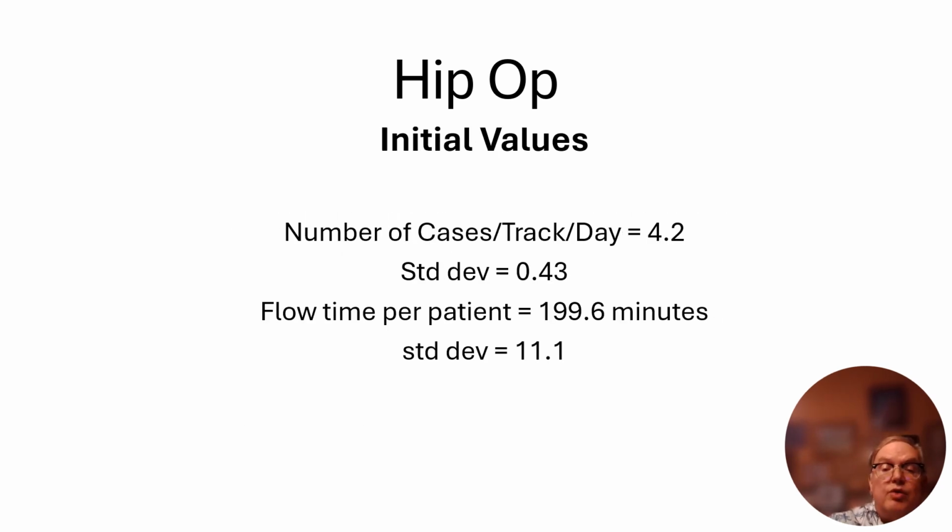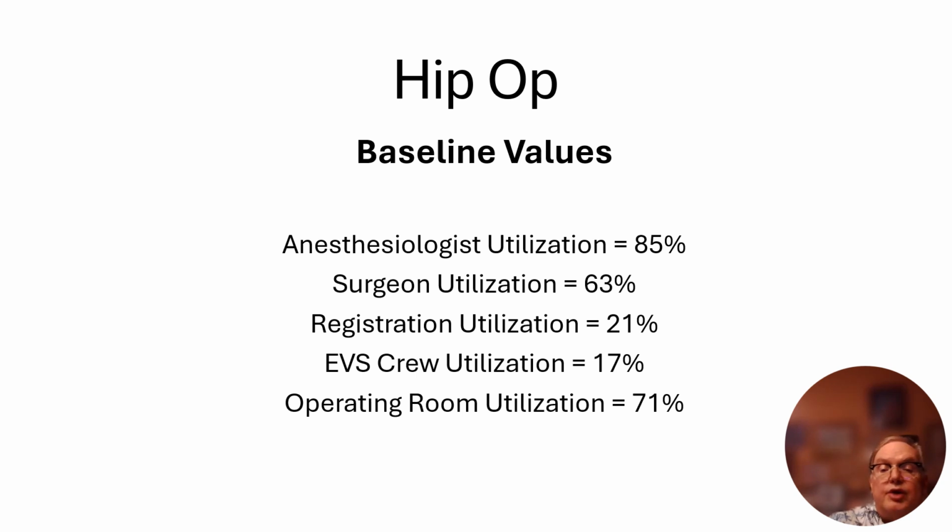So the initial values that were obtained with the baseline parameters: 4.2 cases could be done per day, and the flow time per patient was about 200 minutes. In 15% of the trials, 1 additional case was less than 10 minutes from being completed when the trial ended. If those were allowed to finish, the total would be 4.4 cases per track per day. Baseline values for utilizations are shown. Anesthesiologist utilization was the highest at 85%, and in some simulations it approached 97%. That's a number that's too high and will not be sustainable.